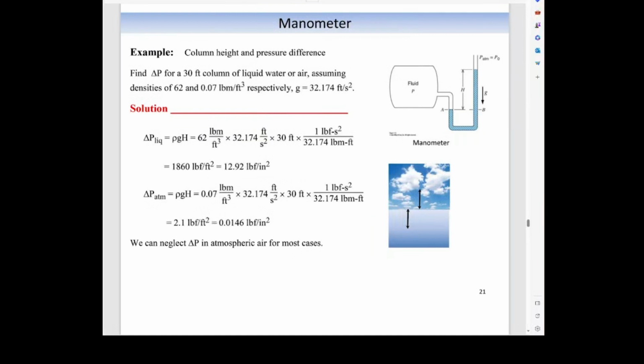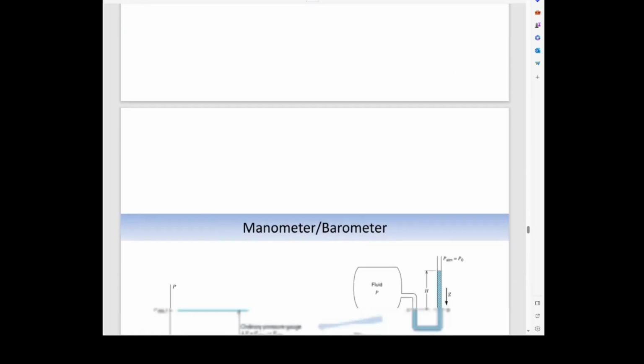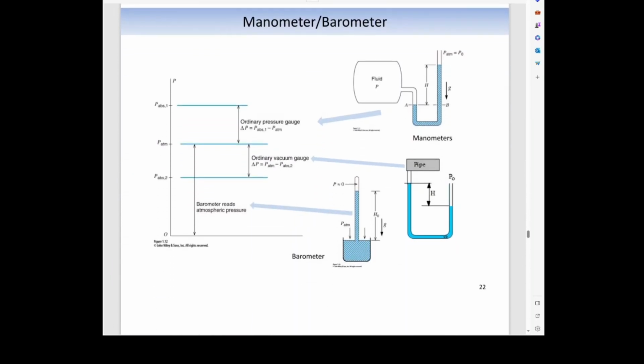So here just shows you the same previous example, except you're using USCS units. And we have a 30-foot column of water. That's the only difference. So we'll continue on. Take a look at that example. Okay.